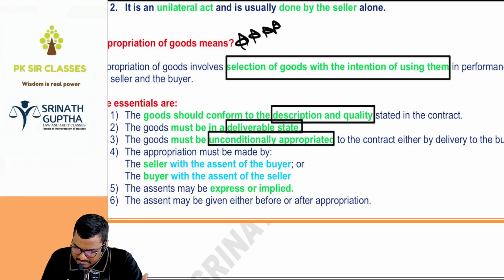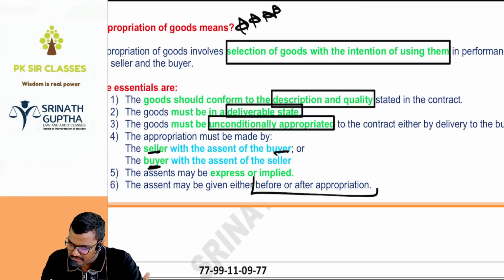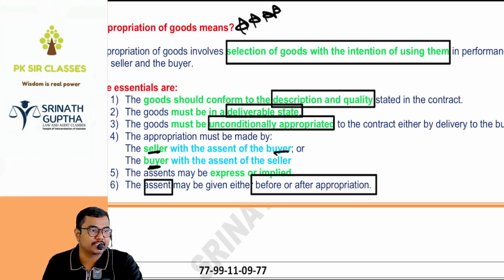It may be done by the seller with the consent of the buyer. It may be done by the buyer with the consent of the seller. It may be express. It may be implied. Assent may be given by the buyer or seller before or after appropriation.